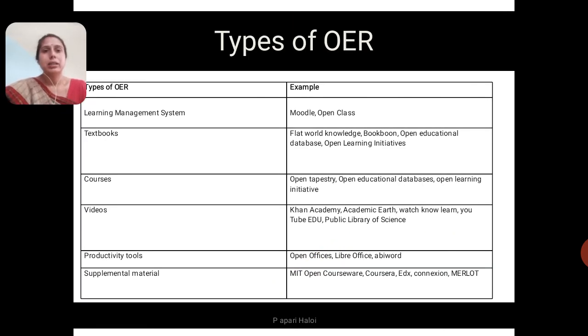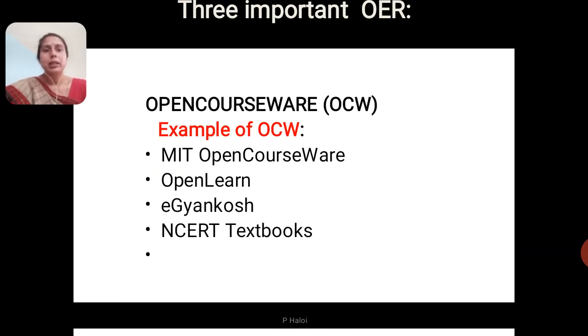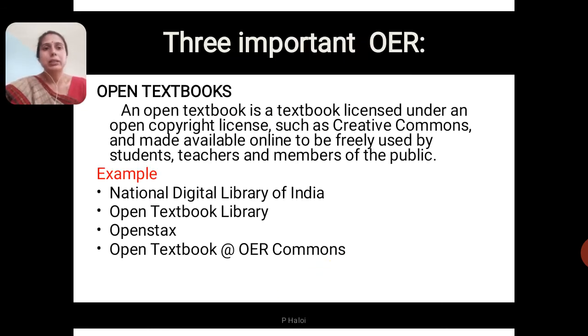Here, these are the types of OER. Next one is the three important OER, that is open online course, which is now converted into MOOCs. Examples: NPTEL, SWAYAM, Coursera, edX and Udemy. Next one is the Open Courseware, OCW. An example of OCW is the MIT OpenCourseWare, OpenLearn. Next one is e-GyanKosh and NCERT textbooks. Next one is the Open Textbooks.